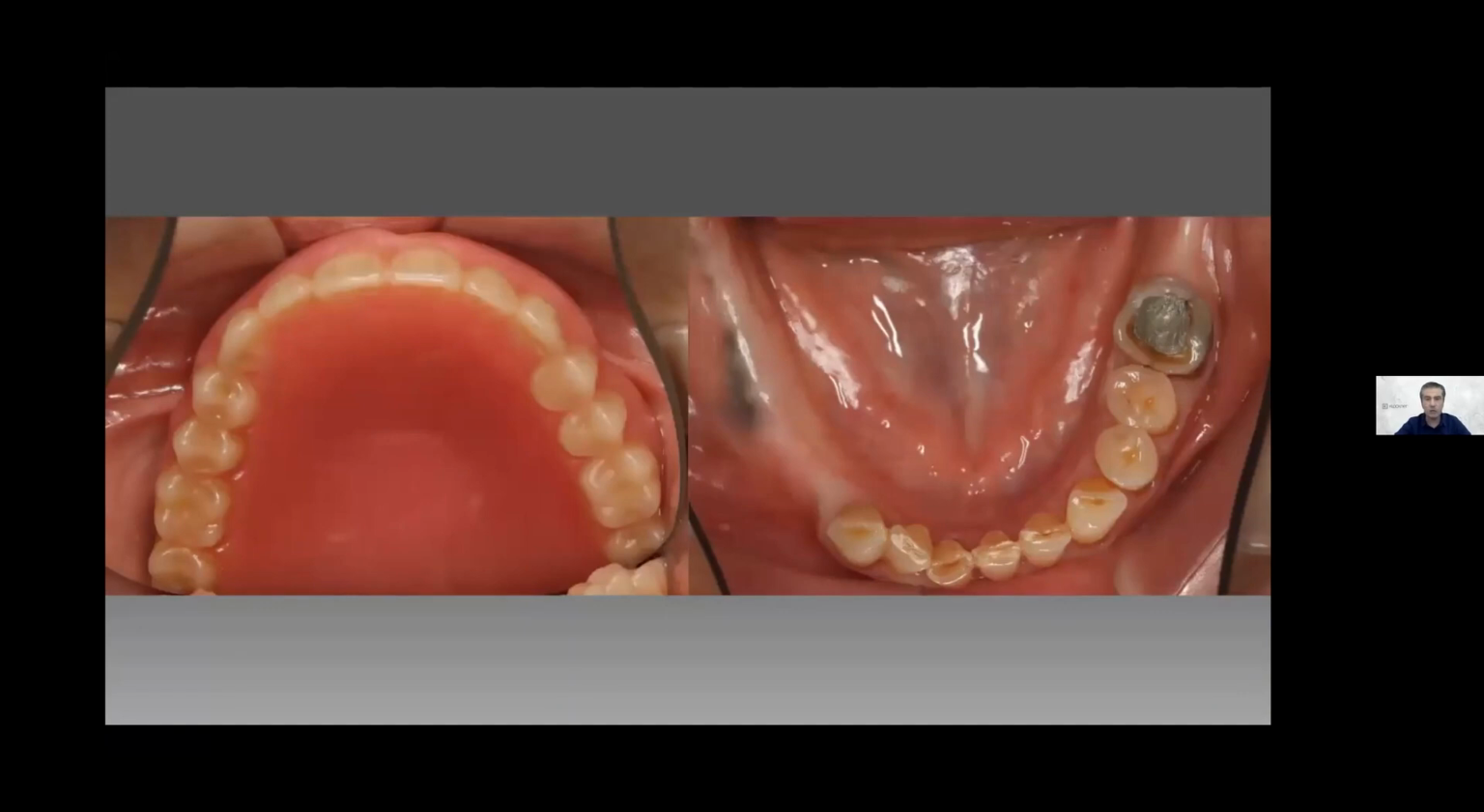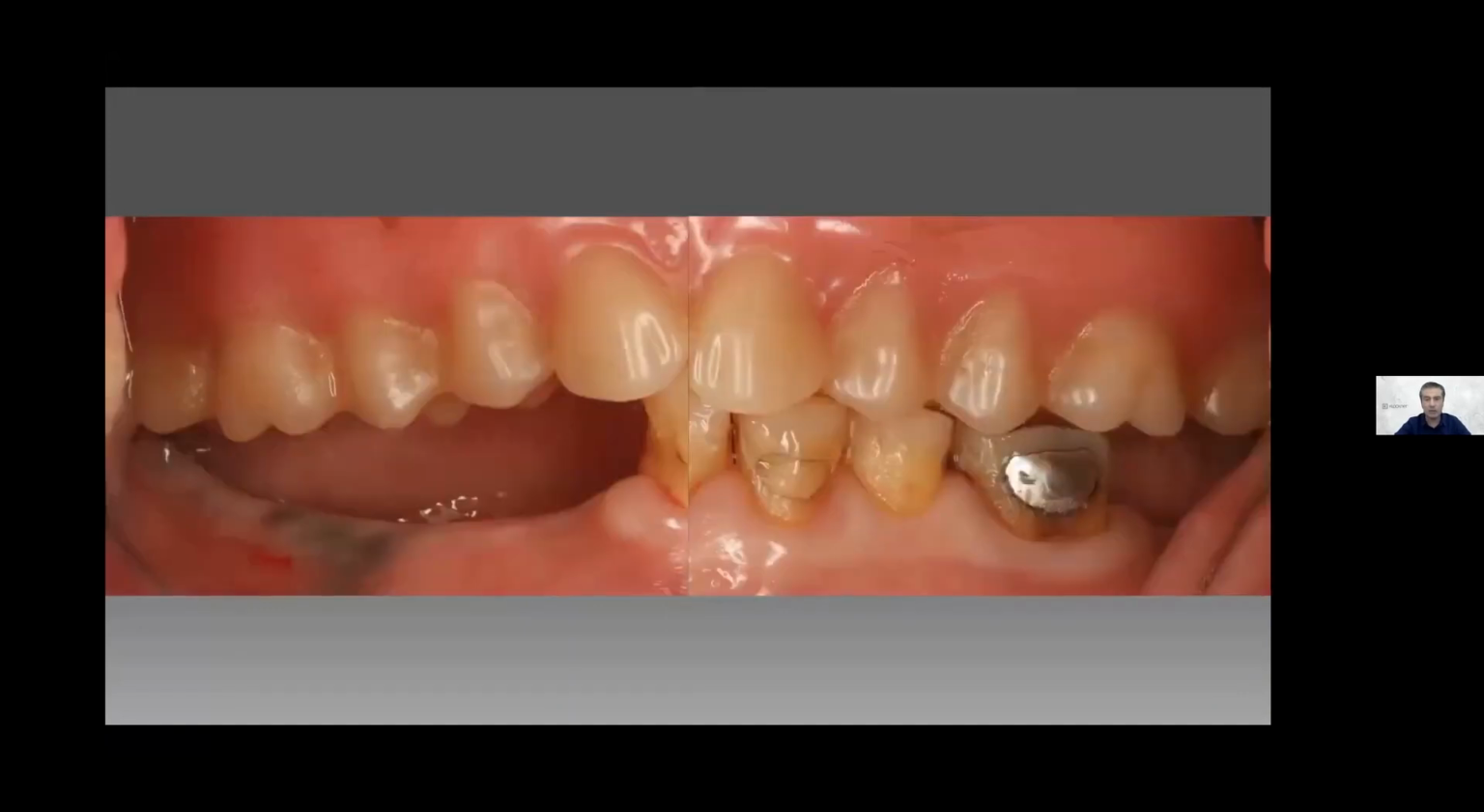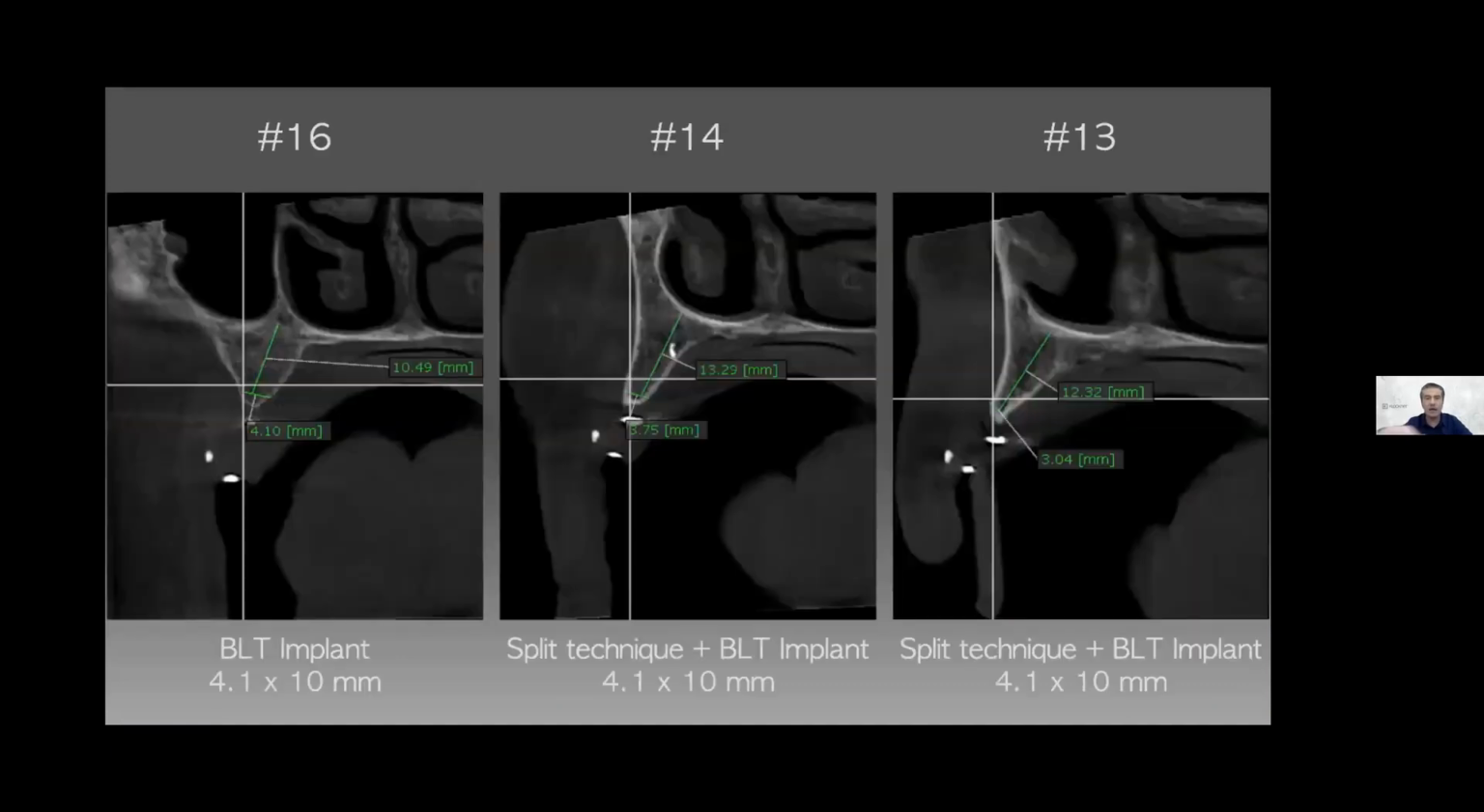Here are the photos of the case, the relation between the upper maxilla and the mandible. And here is the CBCT concerning the 16, 14, 13. I will show you only clinically the surgical part of the 16, 14, 13. For the 16, we have enough bone width and height. For the 14 and 13, we have a horizontal deficiency. So we need to make a split ridge technique accompanied by guided bone regeneration.